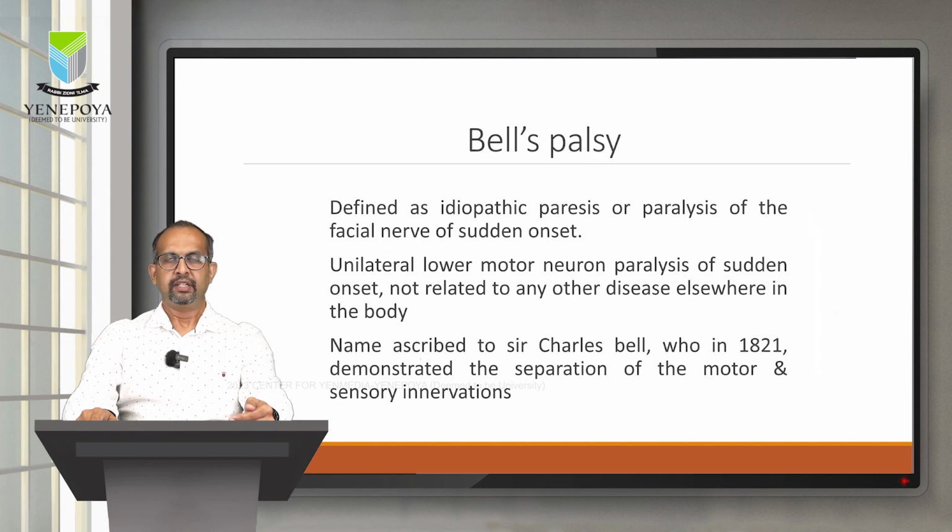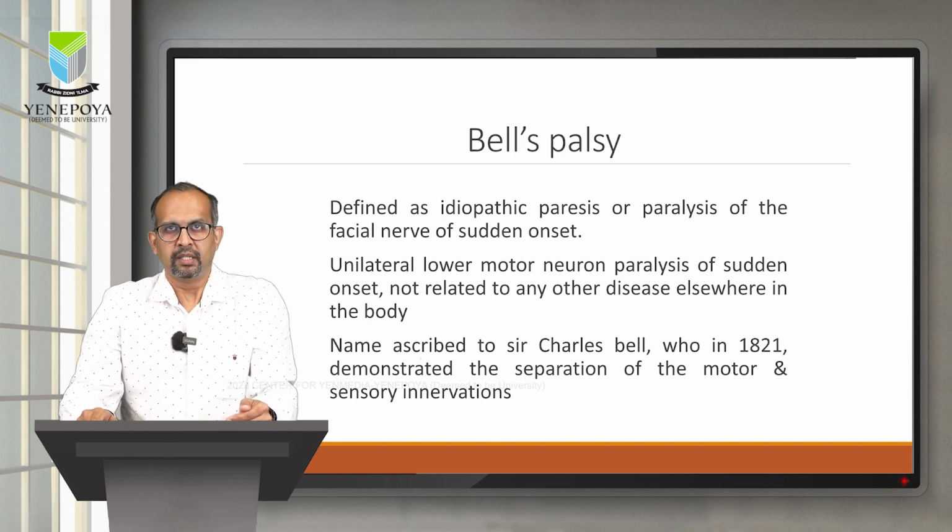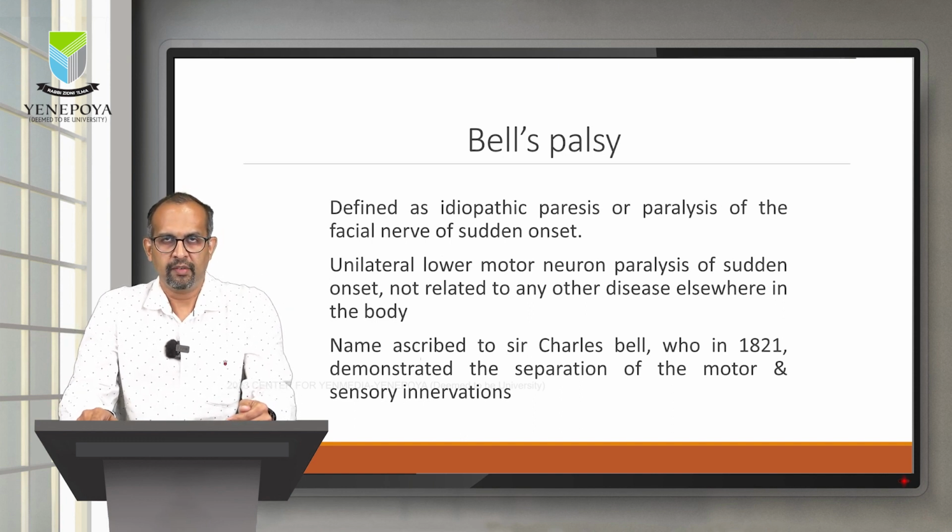It is defined as idiopathic paresis or paralysis of the facial nerve of sudden onset. It's a unilateral lower motor neuron lesion, paralysis of sudden onset, not related to any other disease elsewhere in the body. So it is idiopathic, we don't know the cause, the etiology is unknown. Then it is termed Bell's palsy, ascribed to Sir Charles Bell, who in 1821 demonstrated the separation of the motor and sensory innervations.